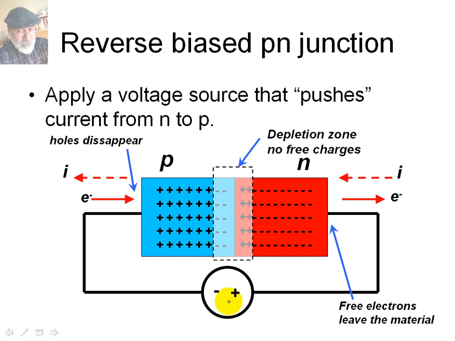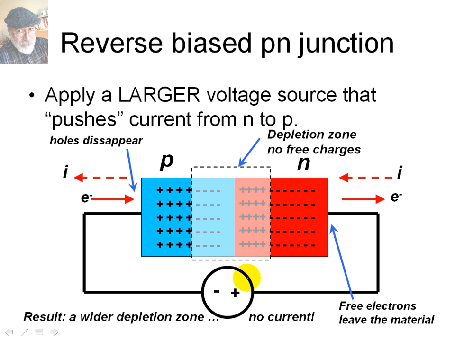If we increase the voltage of the external source, the process will go on for a few nanoseconds, increasing the width of the depletion zone until it's big enough to counter the increased externally applied backward voltage. We apply a larger voltage source, and what we get is a wider depletion zone.